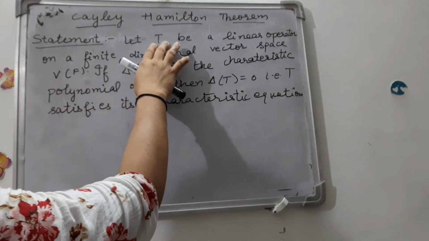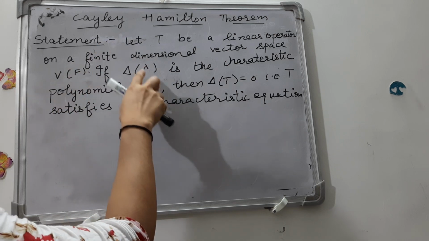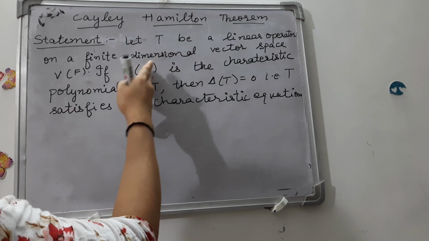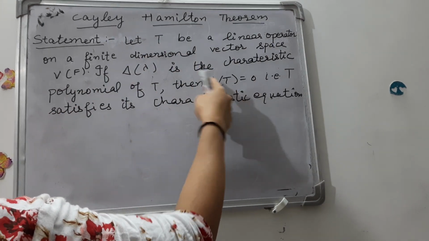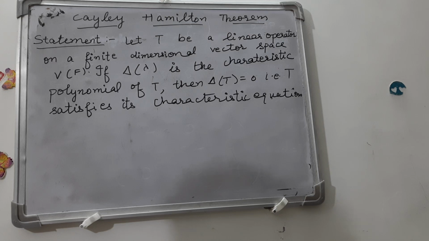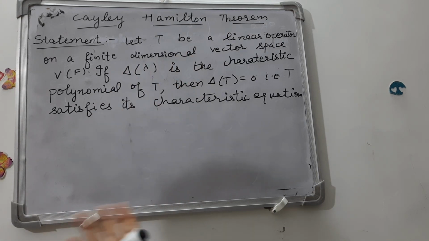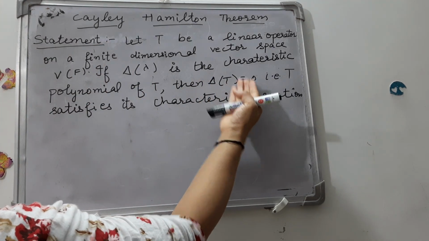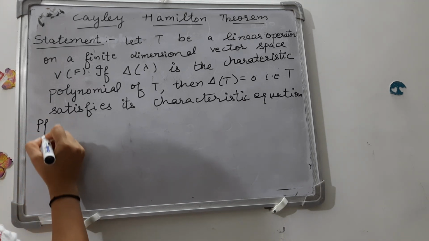We are considering T any linear operator on vector space V over F, and delta is the characteristic polynomial. When we replace lambda with T, then that is equal to 0, means T satisfies its characteristic equation. This is the characteristic polynomial. When we set it equal to 0, that becomes the characteristic equation, and T satisfies that characteristic equation. Now, what is the proof?